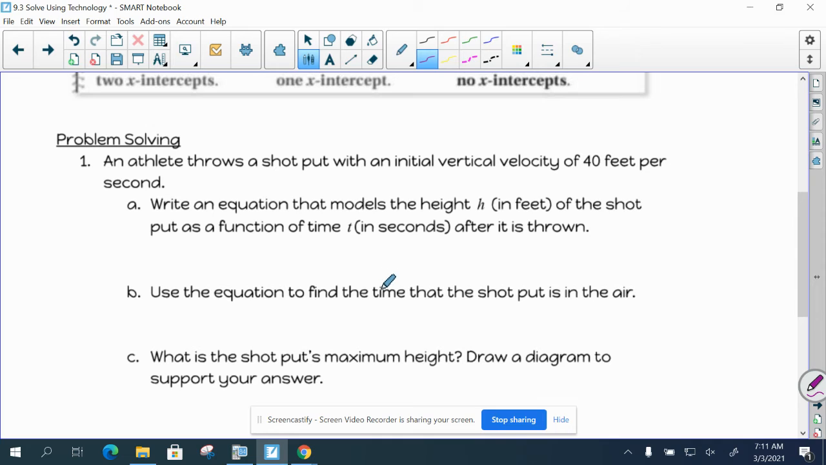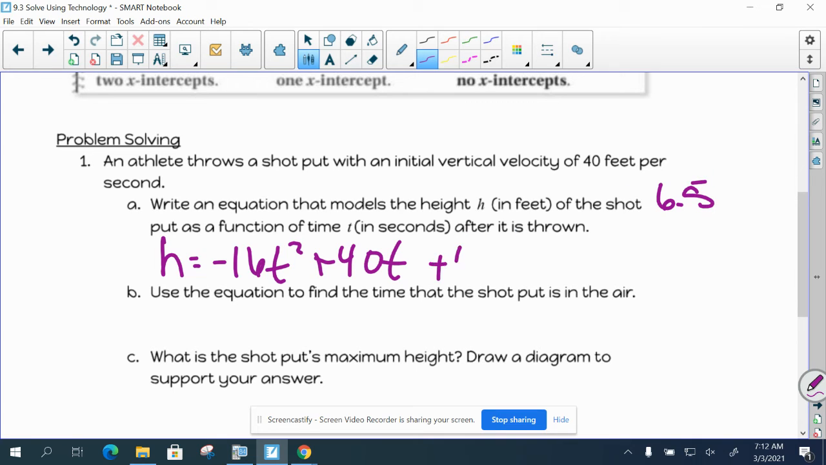All right, so let's do a word problem that we can use with our calculator, or our Desmos, rather. An athlete throws a shot put with an initial vertical velocity of 40 feet per second. So the equation would look like h equals -16t squared plus 40t, and then, I always forget to add in this part. The initial height is 6.5. That's how tall he is, maybe. So plus 6.5. Use the equation to find the time that the shot put is in the air.